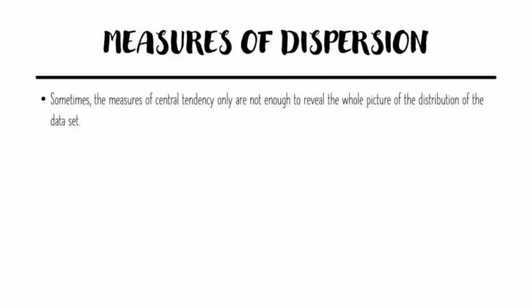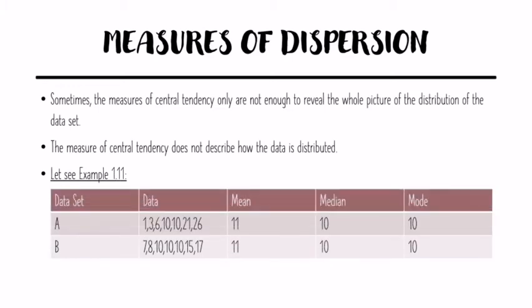However, sometimes the measures of central tendency alone are not enough to reveal the whole picture of the distribution of the data set. Measures of central tendency do not describe how the data is distributed. Let's see an example, 2.11. We have data set A and B. This is our data. If you look at the mean, median, and mode, both sets have the same mean, the same median, and the same mode. But if you look at the data, both data sets are different.